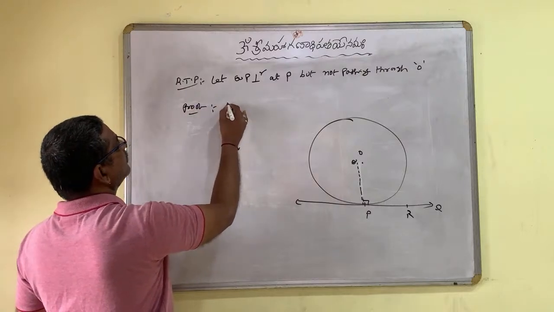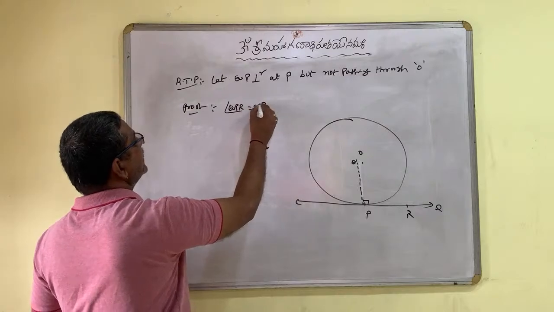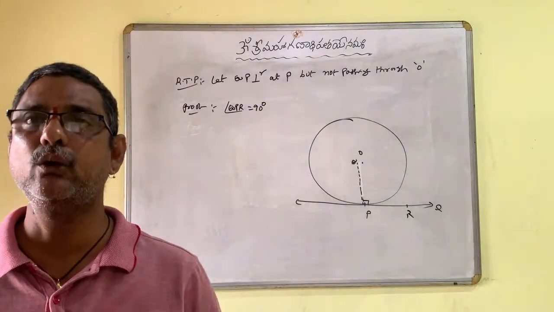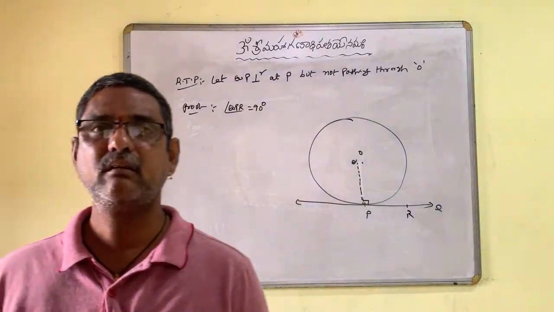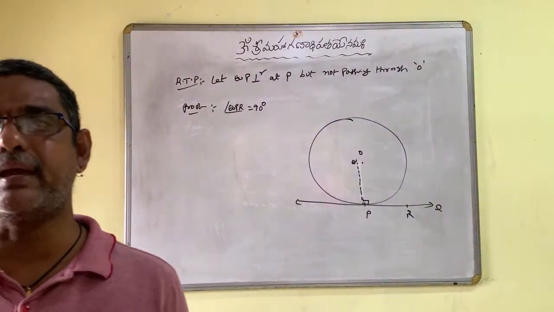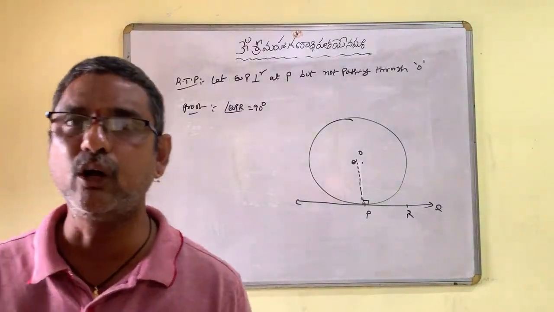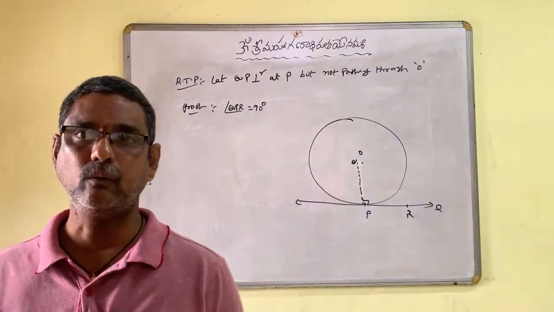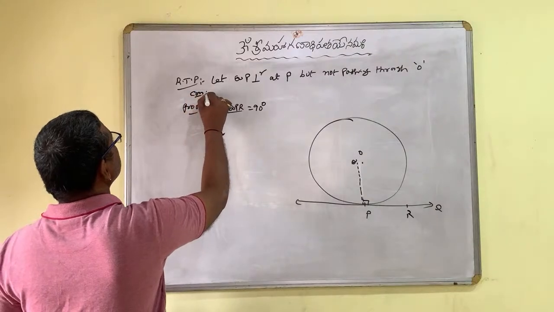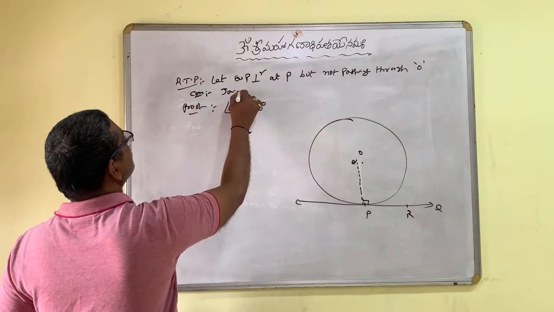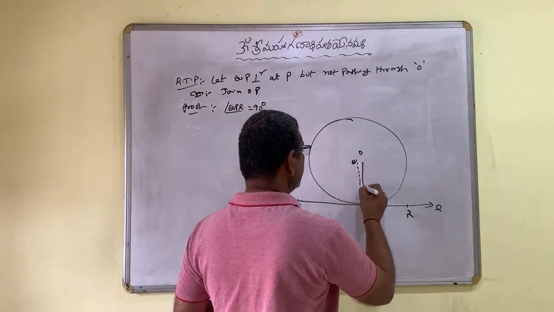Proof. Angle QPR is 90 degrees because we have drawn a perpendicular at P. QP is the perpendicular drawn at P but not passing through the center. Now, construction. Join OP.